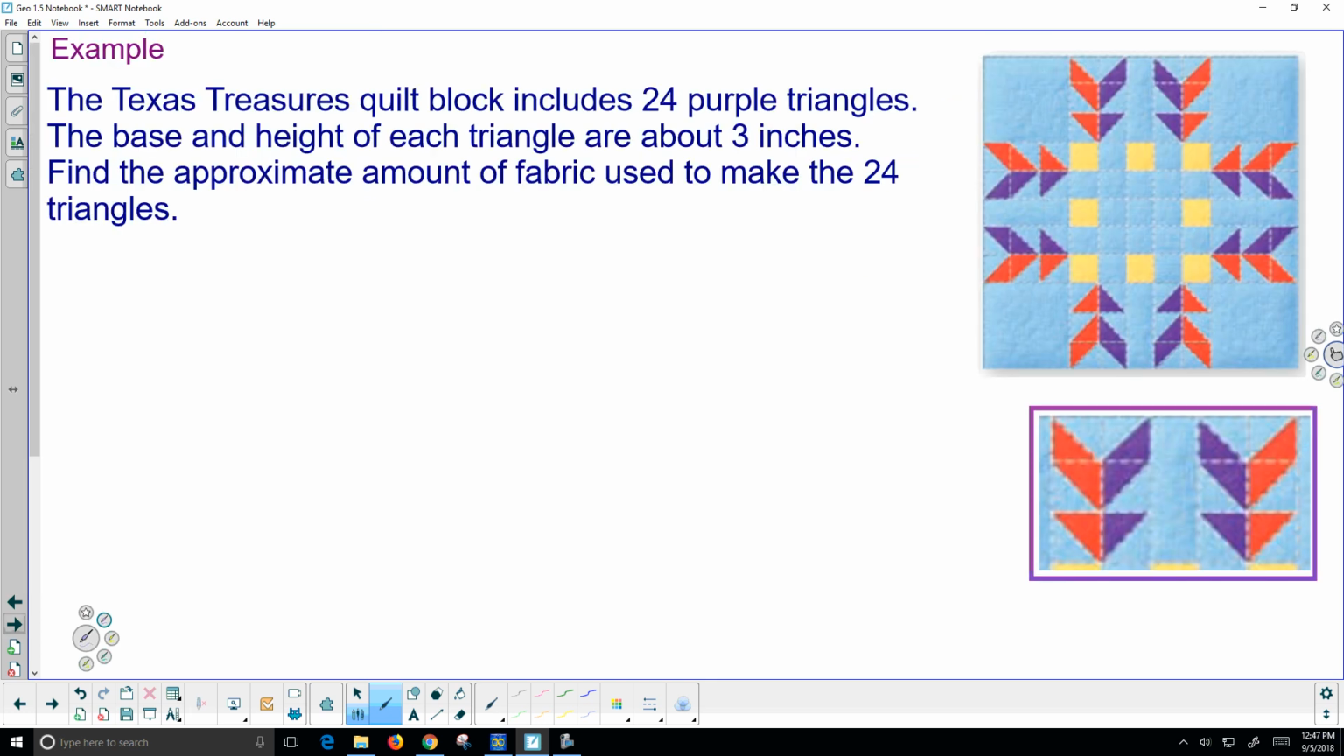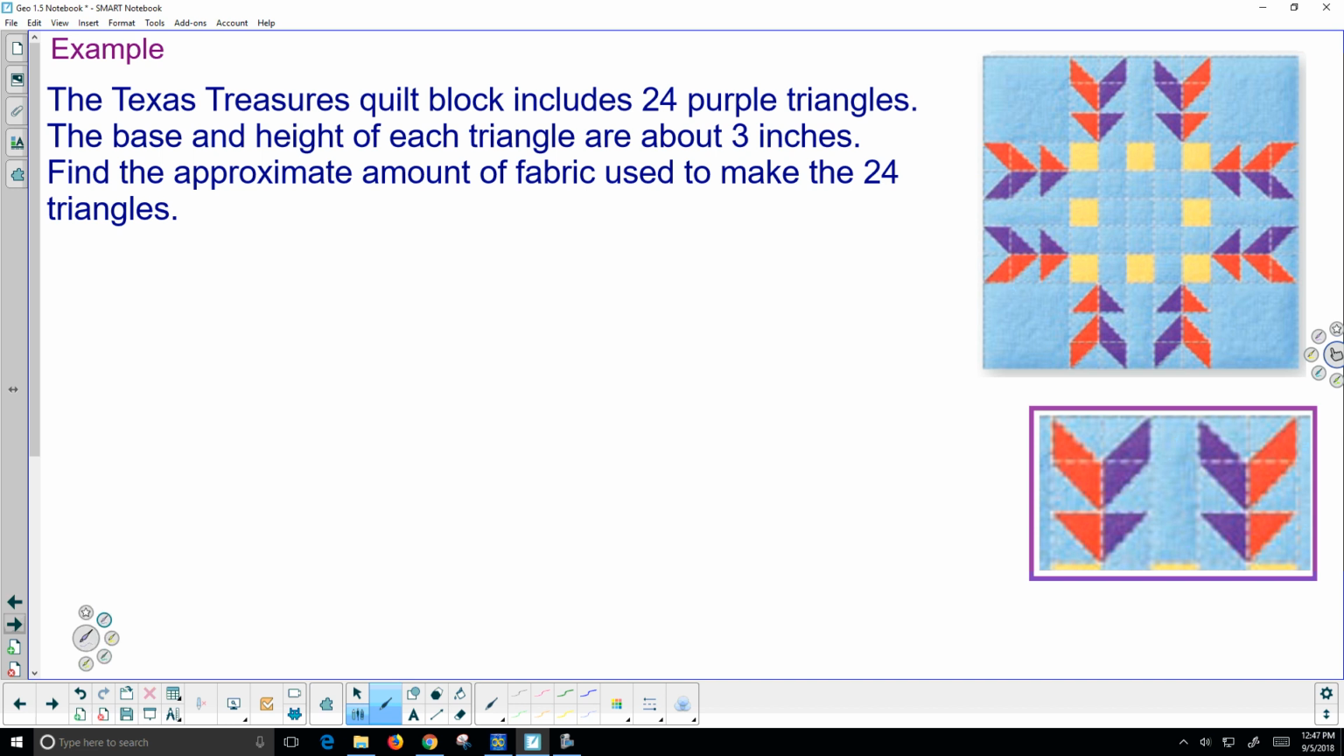Okay, so we have an application problem. The Texas Treasures quilt block includes 24 purple triangles. The base and height of each triangle are about 3 inches. Find the approximate amount of fabric used to make the 24 triangles.